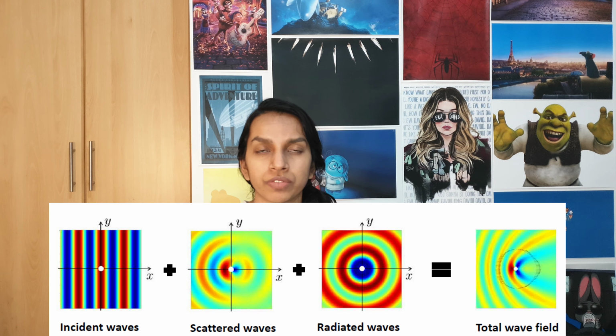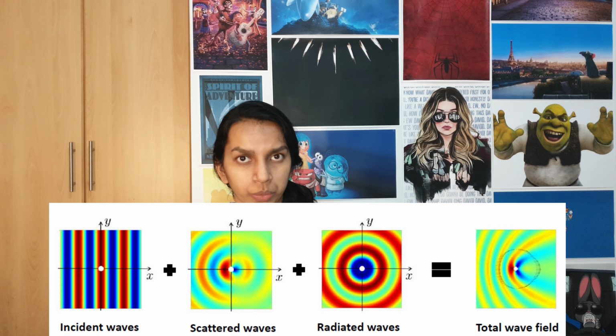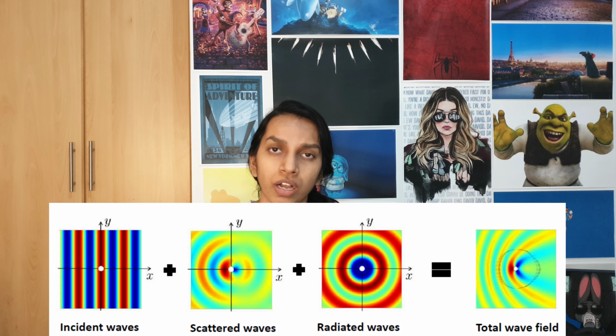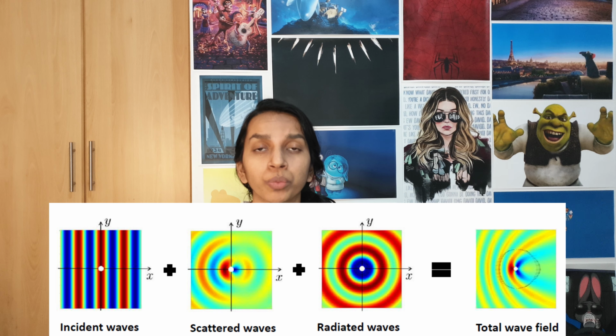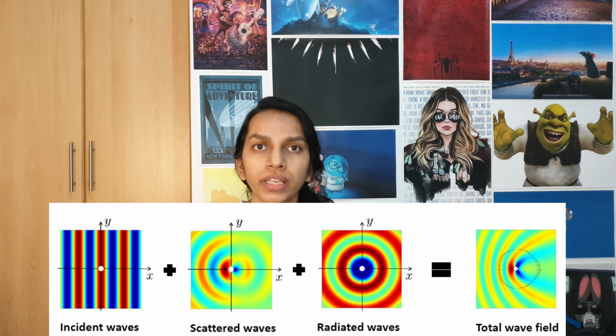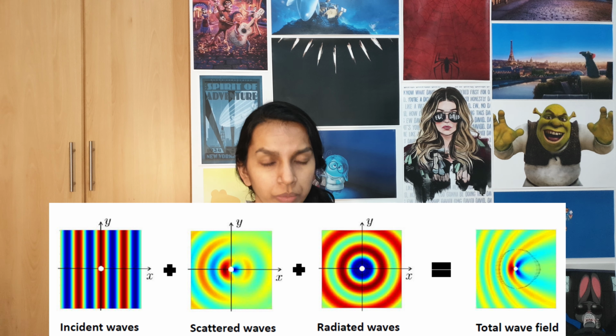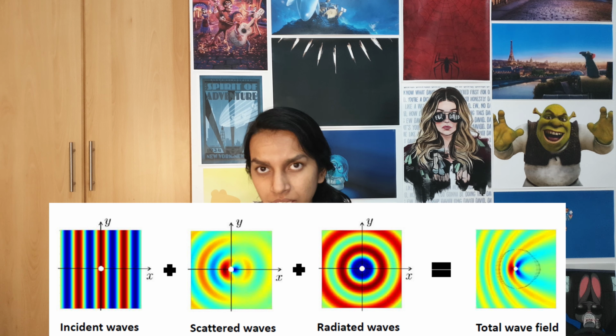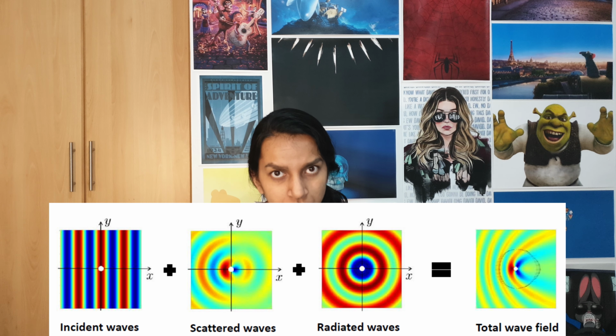So how does a wave energy converter absorb energy? In order to understand that, we need to understand the difference between incident waves and radiated waves. Incident waves are the waves that approach the wave energy converter, and radiated waves are produced as a result of the movement of the wave energy converter in the ocean. Depending on the size of the wave energy converter, there could be something called scattered waves as well, but let's stick to a very simple scenario where we do not consider scattered waves.